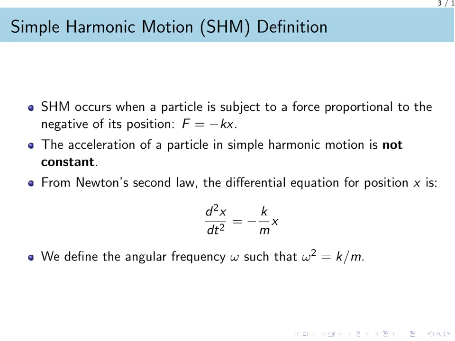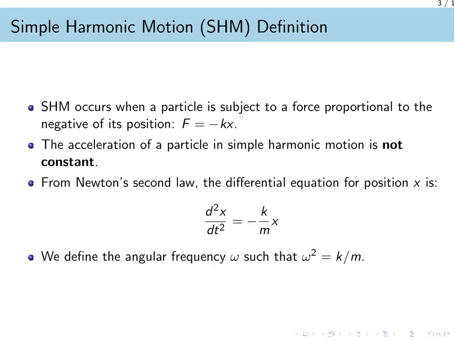Simple harmonic motion occurs when a particle experiences a restoring force that is directly proportional to the negative of its displacement from an equilibrium position. Mathematically, this force equals negative k times x. By applying Newton's second law, we can describe this motion using a second-order differential equation, where the second derivative of position with respect to time equals negative k divided by m times the position, x.